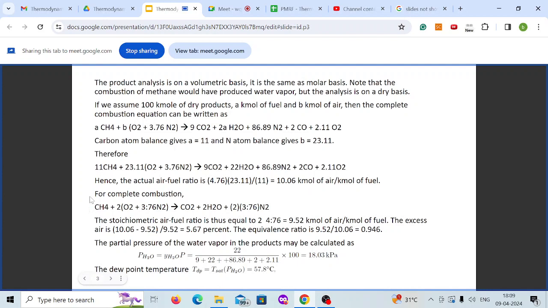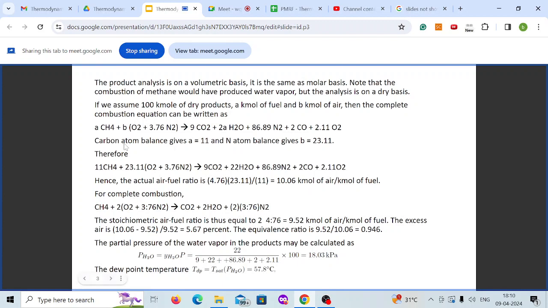So for complete combustion, this is the reaction which is happening in the equation. If it happened with the stoichiometric ratio, then what will the reaction be? If you write a stoichiometric equation, so this is what we will get. That is giving a complete combustion. So there is no formation of carbon monoxide. It will have only carbon dioxide, water and nitrogen. This gives you a complete combustion, and you don't have any excess oxygen.